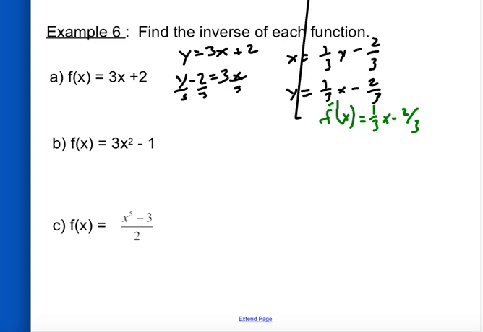So let's come down here and let's do another one. So if I come down here, you want to go ahead and rewrite this as y equals, instead of f of x equals 3x squared minus 1. Then you want to solve for x. So you've got to add 1 to both sides because you've got to get the x all by itself. Divide everything in here by 3. So we end up getting x squared equals 1/3 y plus 1/3.